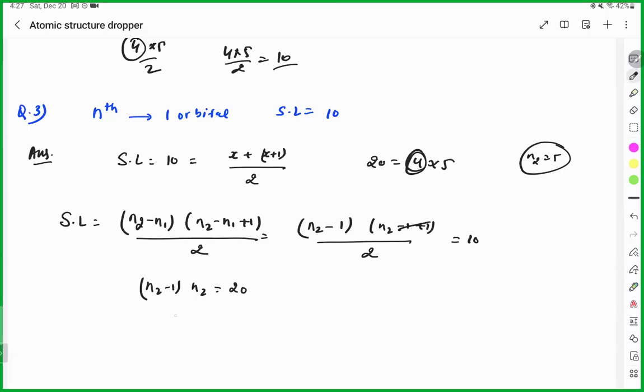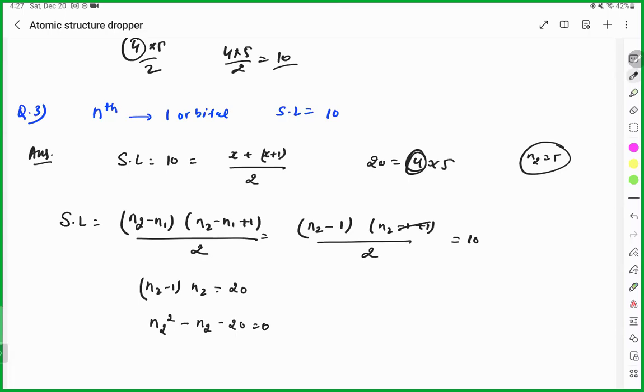Right? And if you multiply, it will be n2 squared minus n2 minus 20 equal to 0. Now you can take the algebraic equation. What is this equation then? Quadratic. A quadratic equation. Yes. Quadratic equation. Done.